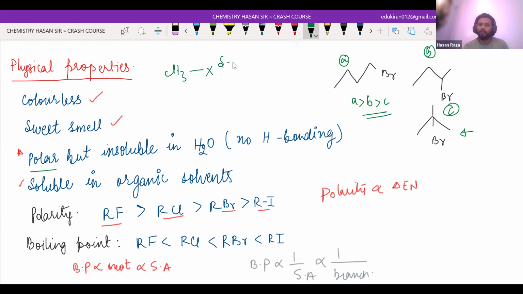As I told you, there will be delta negative, delta positive. And H2O is also polar, delta positive, delta negative. But they are not soluble in water because there will be no hydrogen bonding. That's why, in spite of being polar, they are not soluble in water. These are very important points regarding physical properties, and I think it's clear, right? Yes, sir.